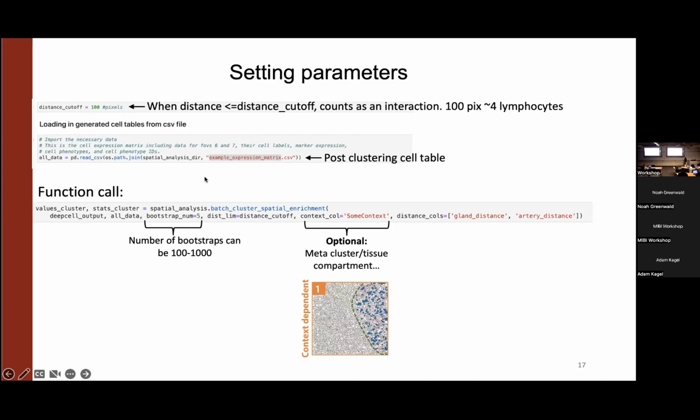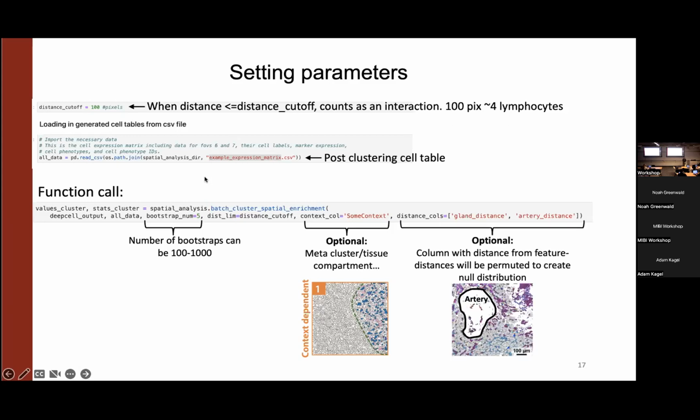Next are 2 optional parameters. The first is the context. If you remember in the previous example, we can do the pairwise enrichment analysis with or without context dependence, and that only influences the part of the null distribution generation. This means that when the null distribution is generated, you will only be permuting cell labels inside a certain context, which you add as an additional column to your cell table that adds the context or compartment to each and every one of your cells.